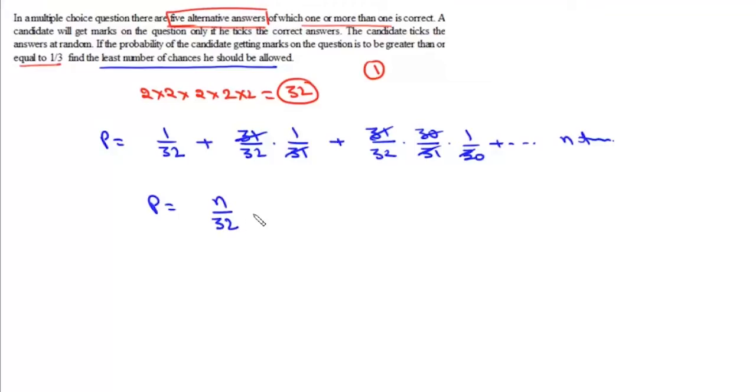Now it says this probability should be greater than or equal to 1 by 3. That means the value of n should be greater than or equal to 32 by 3, which is 10 point something. So that means the minimum value of n should be 11. So for the probability of the candidate getting marks in the question to be greater than or equal to 1 by 3, he should be allowed at least 11 chances. And that is the answer to this question.